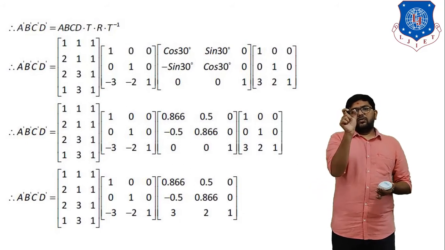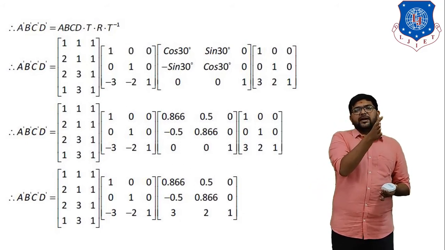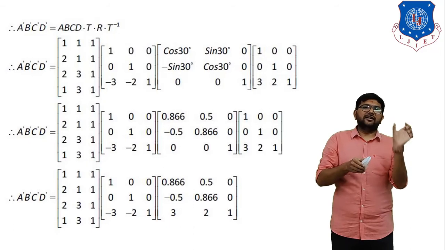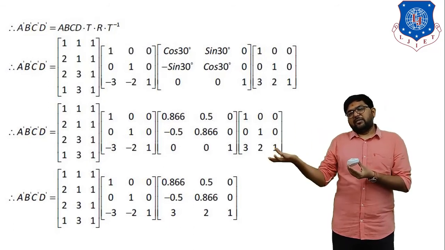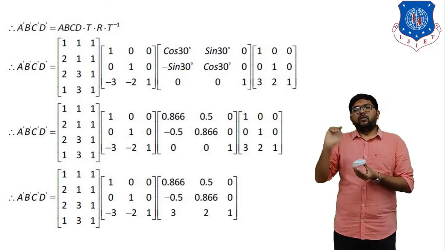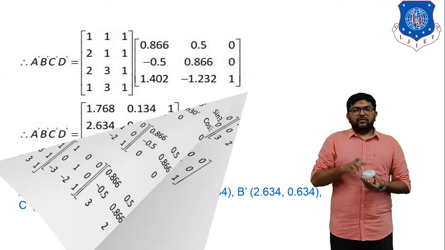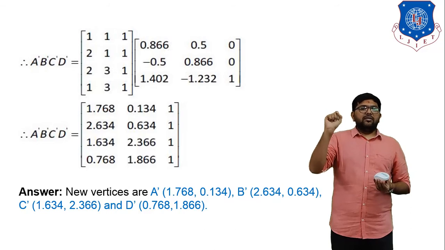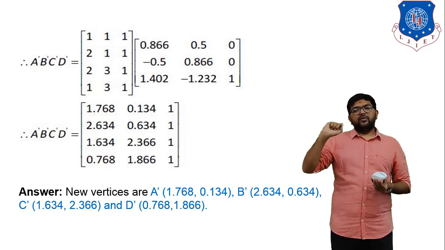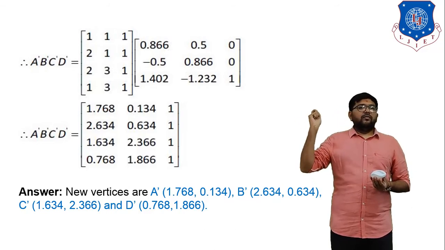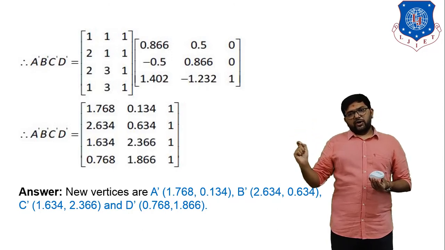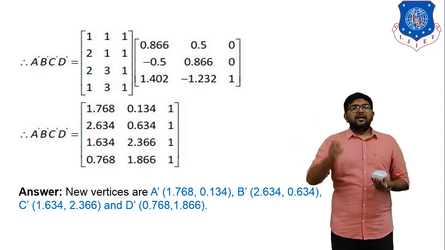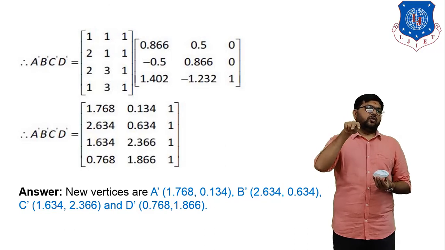You all know you have to consider the left hand side matrix as the first matrix, and the right hand side matrix as the second matrix, and you have to multiply these two matrices. You will get the answer of this multiplication, that is 0.866, 0.50, minus 0.5, 0.866, 0, 1.402, minus 1.232, and 1. Clear? Now the three matrices are converted into two matrices.